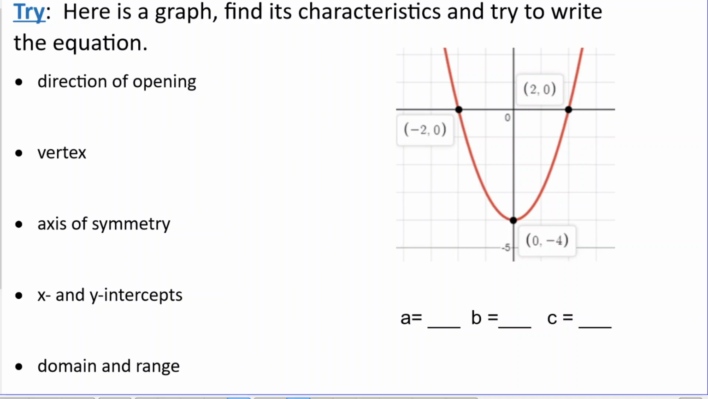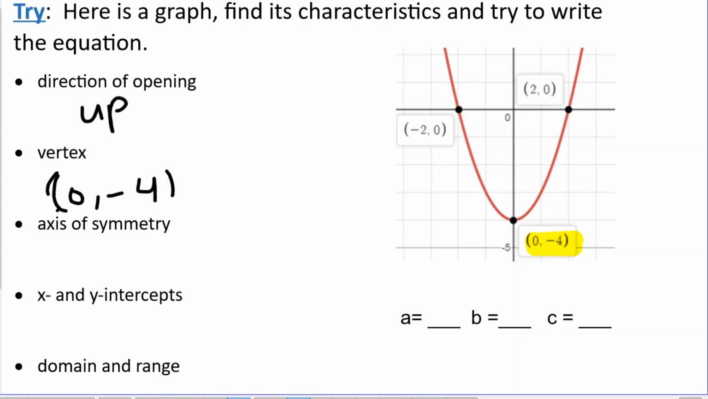So direction of opening, we don't have an a value here to compare it to, but we can see the direction that this parabola opens. And because it's like a bowl shape, because the rest of the lines travel upwards, this opens up. When we're looking for our vertex, well, they have so nicely pointed out our vertex for us. Remember, the vertex is this point here down at the bottom, or if it opens down, the point at the very top. So my vertex is (0, -4).